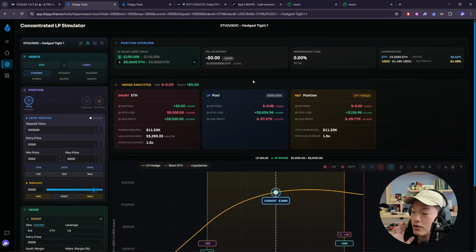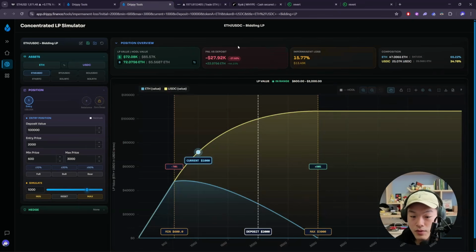But let me actually show you something that is really, really similar to a hedge LP. The reason I want to show you this is because you could get a very similar effect to a hedge LP by simply using a bidding LP or a bearish LP, right? Because when we're setting a bearish range, we are not buying that much assets compared to setting a bullish range. And that allows us to have a smaller drawdown compared to a bullish range LP.